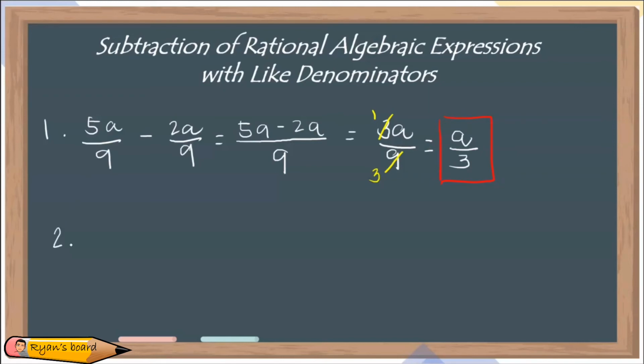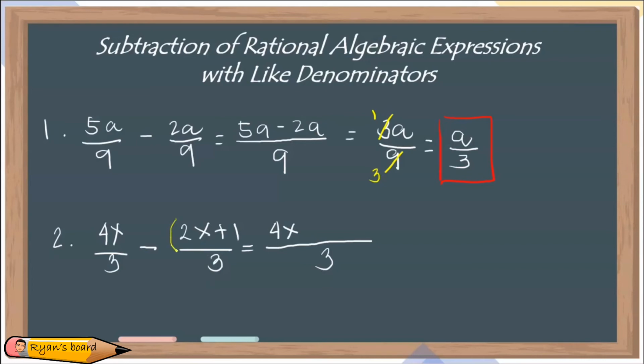Let's have number 2. We have 4x over 3 minus 2x plus 1 over 3. Again, we have the same denominator. You copy that. Then 4x. Now, tandaan ito. Kapag may minus ka, tapos ito ay mahigit sa isang term, ang gagawin mo, i-distribute mo ito. Magbabago ang sign ng nasa loob. This will become minus 2x.